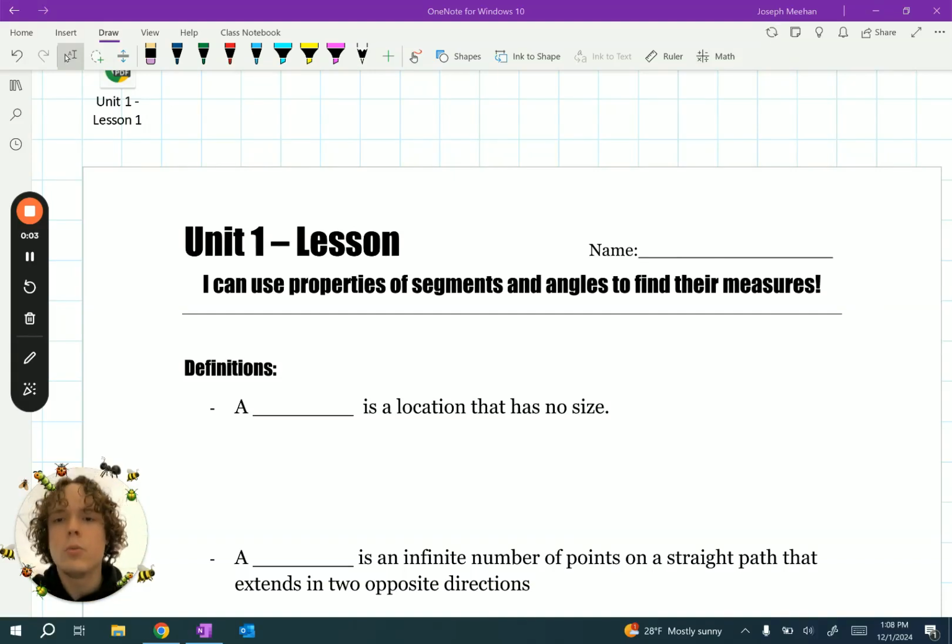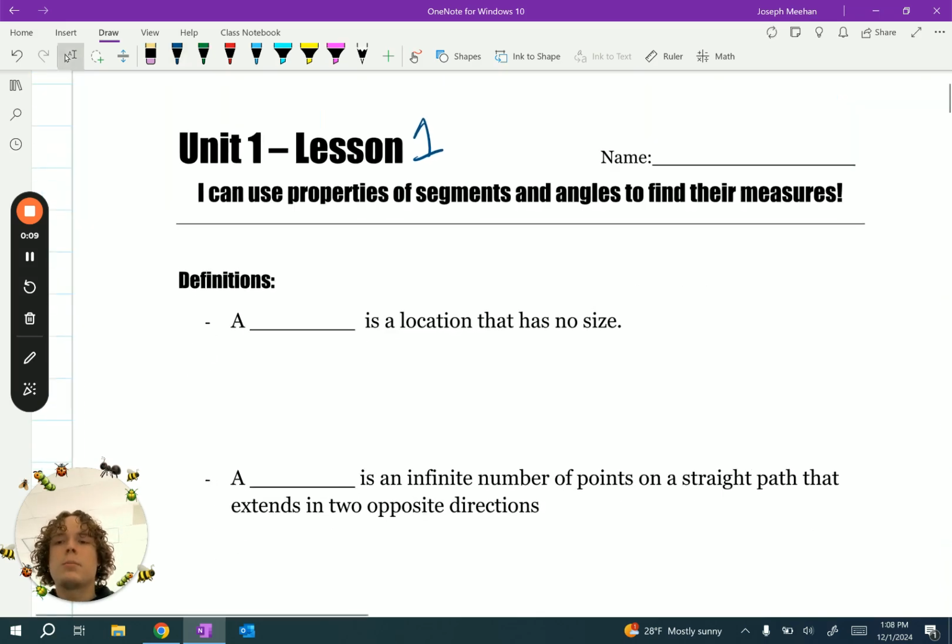Meehan. We're going to work through Unit 1, Lesson 1. We're going to be talking about properties of segments and angles and finding their measures. But first, we've got to talk about some definitions.